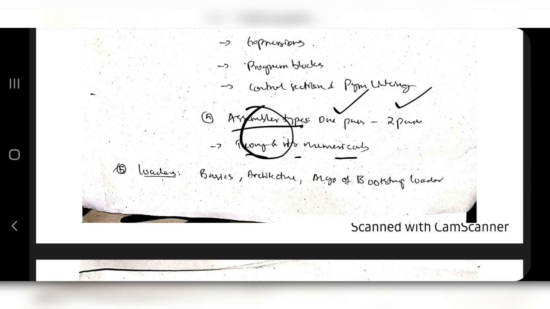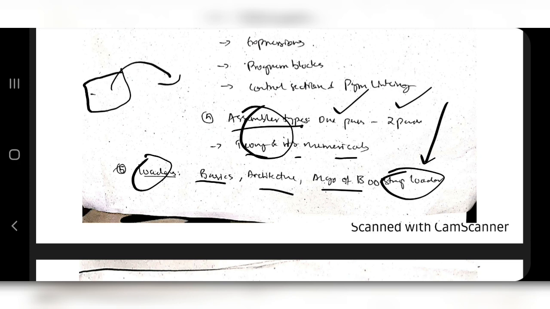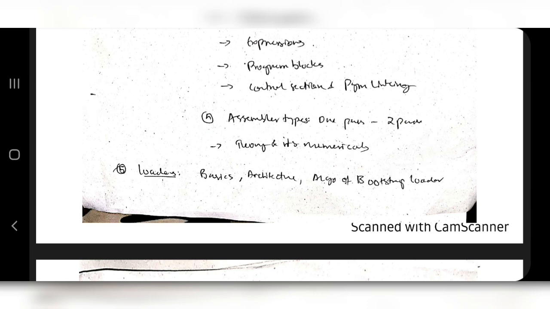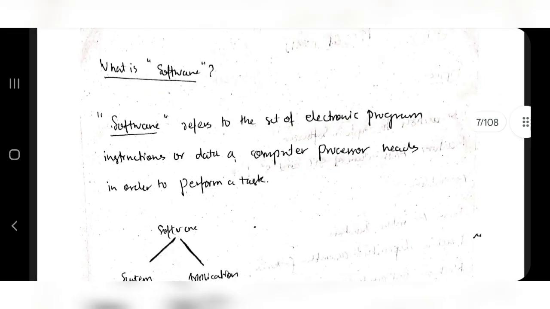Okay, and finally we have the loaders, basic architecture and algorithm for bootstrap loader, because in exam they have asked algorithm for bootstrap loader. You need to know like a brief overview of the algorithm and how the loading works. After the object program is ready, how it's loaded into the memory, that loading part you need to know. So that's what is discussed in the fifth part. Okay, so this is the flow of the video, and let's get started with the actual thing.